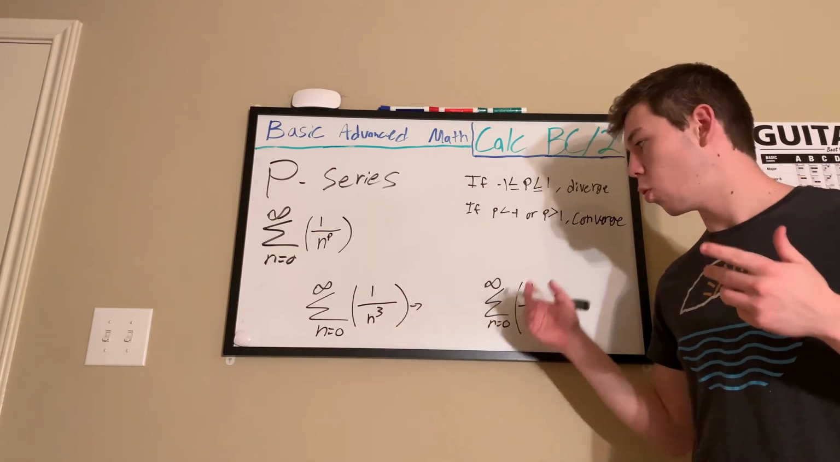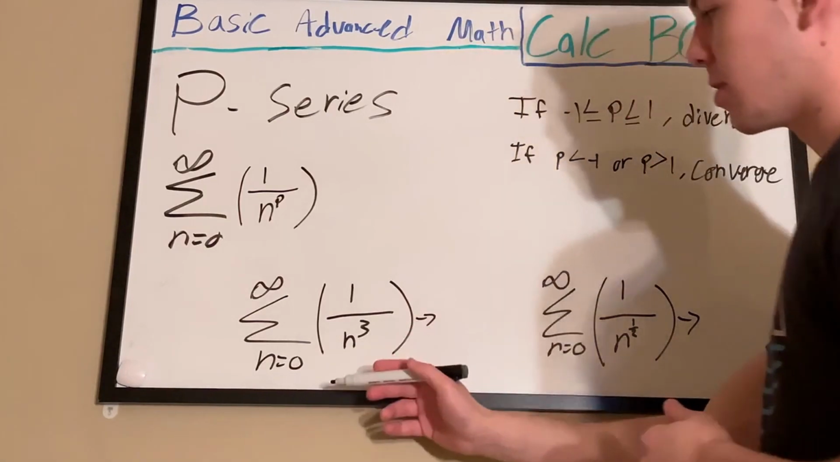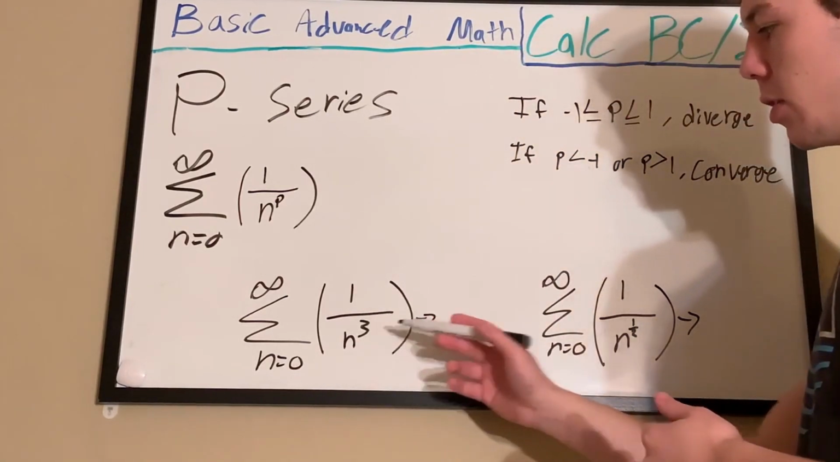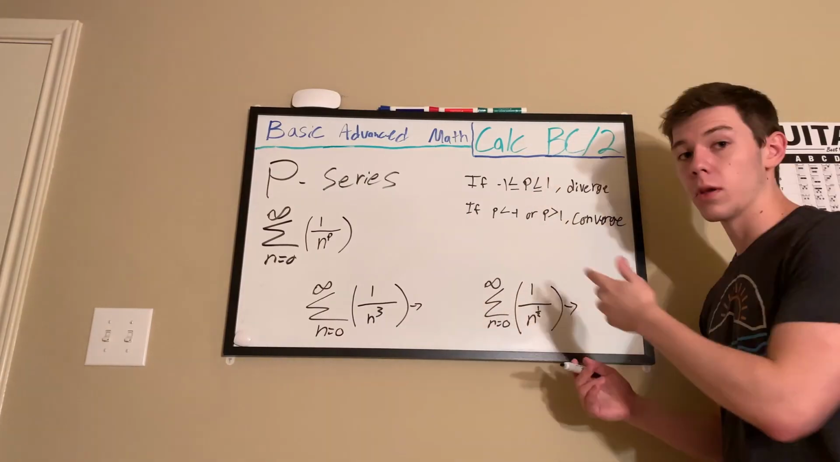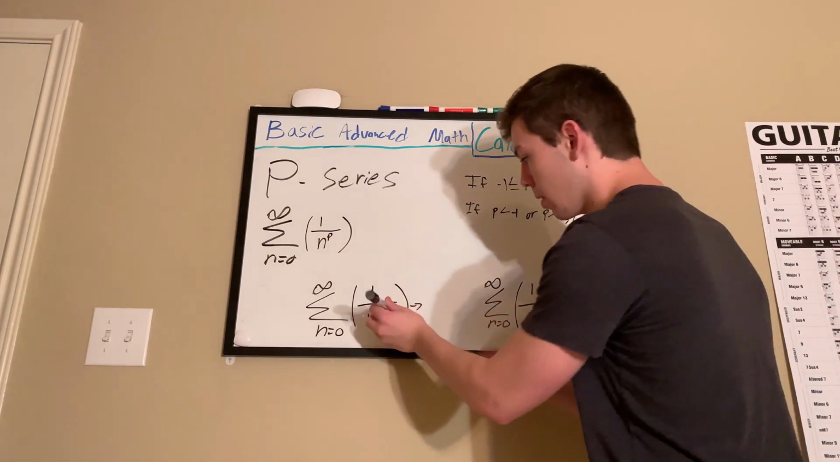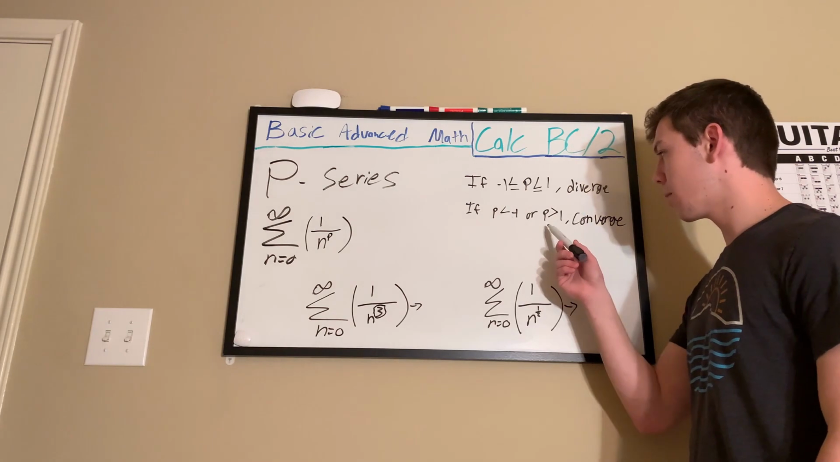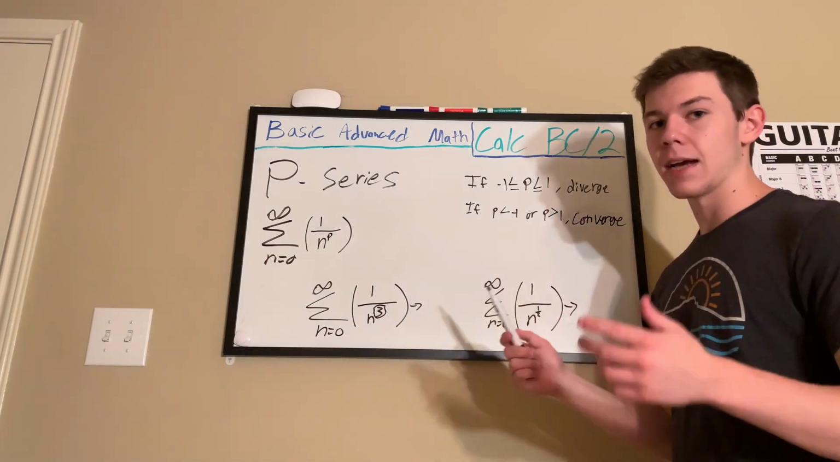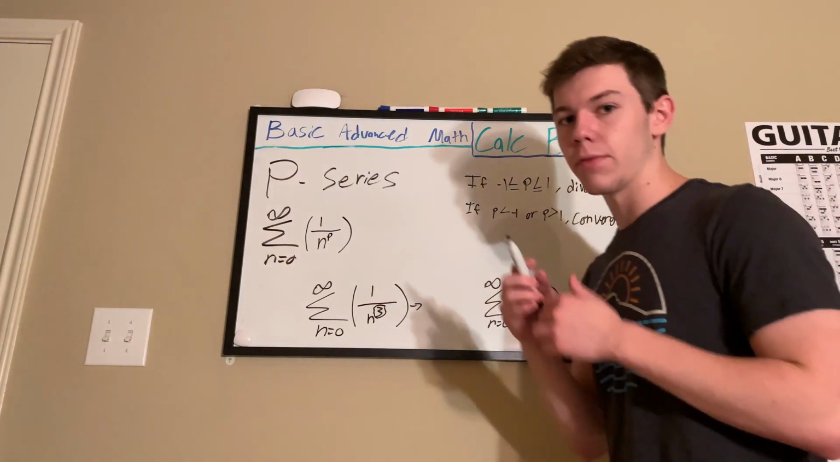So, moving on to two quick examples, we have the sum of n to infinity of 1 over n cubed. Does that converge or diverge? We look at our rules up here. We see that P in this example is 3, and 3, of course, is bigger than 1. So we know for a fact that this series is going to converge every single time.